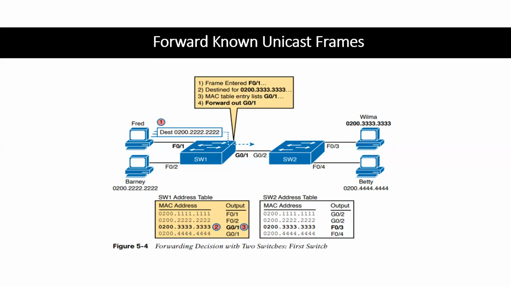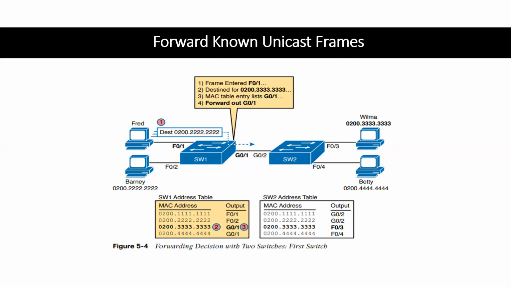So Fred is trying to send this frame to Wilma. All right. So let's talk about that process. So the frame entered Fast Ethernet 0/1 and is destined for .3333. Okay. And so when Switch 1 looks at the MAC address table, it says, okay, where is .3333?